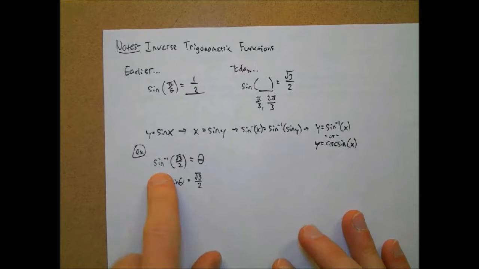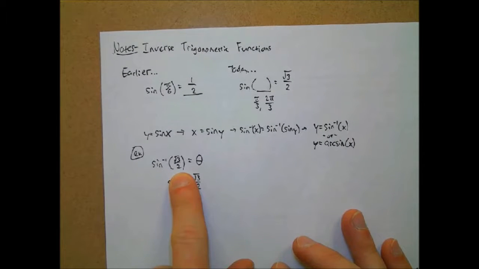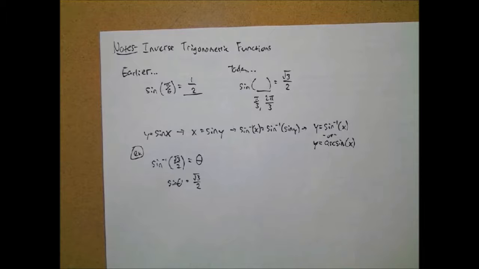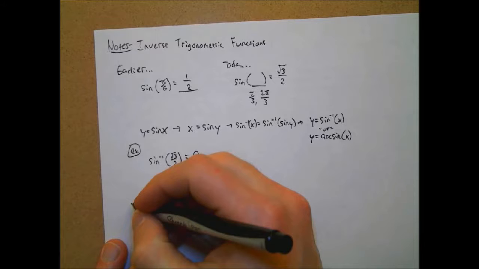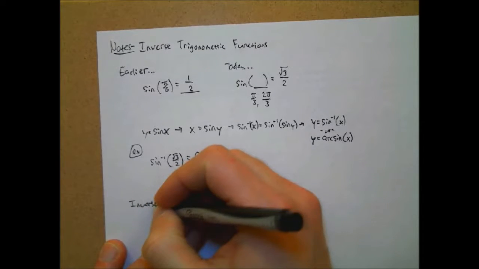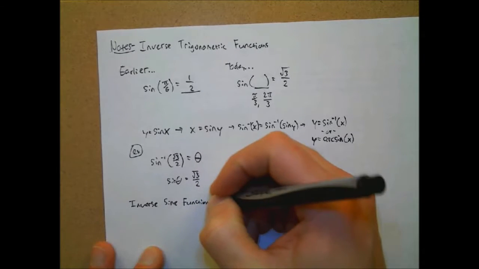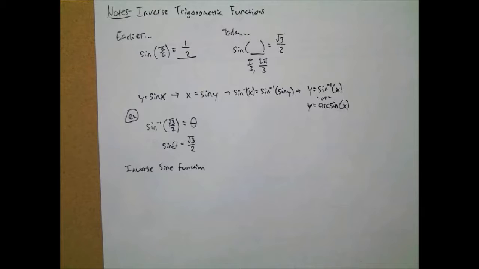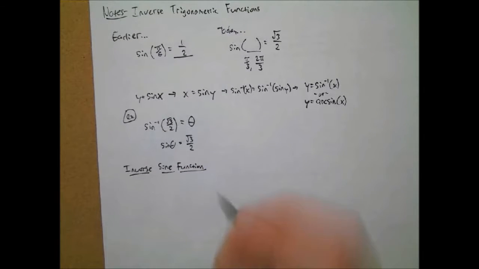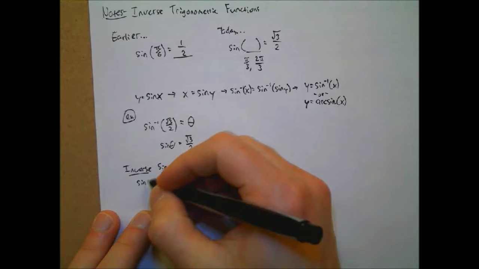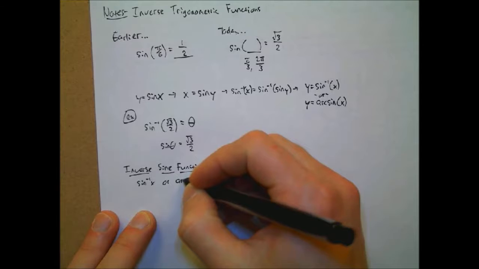Evaluating sine inverse of root 3 over 2 means that we have to obey the properties of the inverse sine function. The inverse sine function has some specific properties to it. This is again sine inverse of x, or arc sine of x if you'd like.